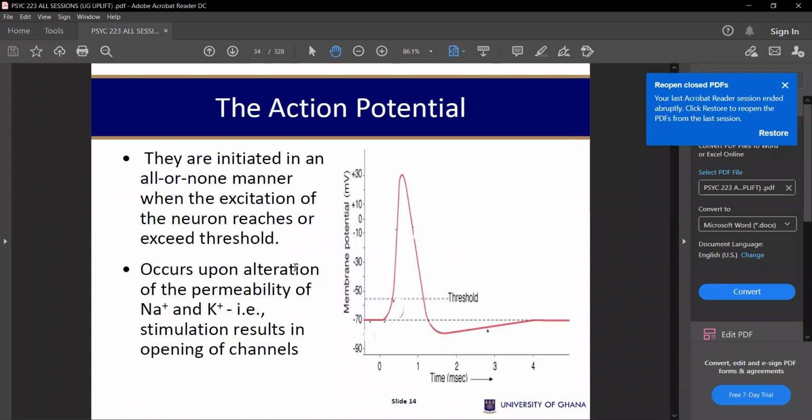All right, so I'm continuing. We are talking about refractory period, and we use an example.